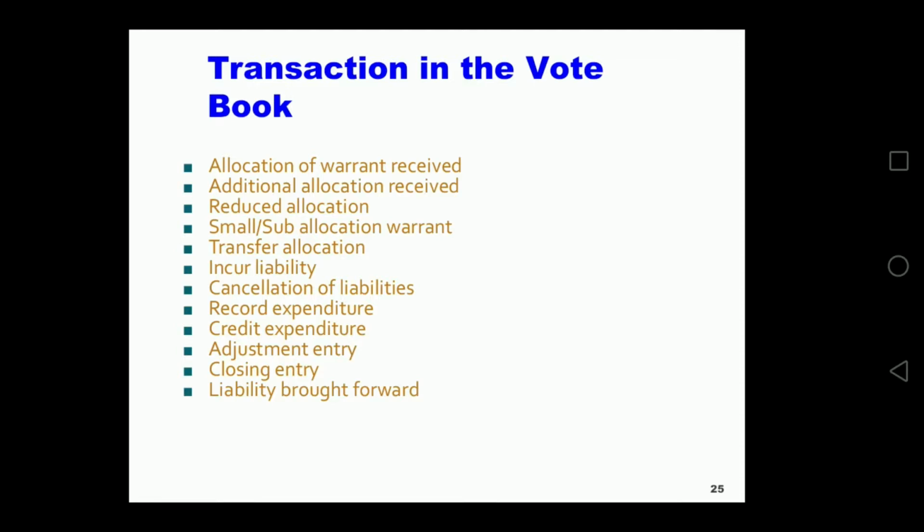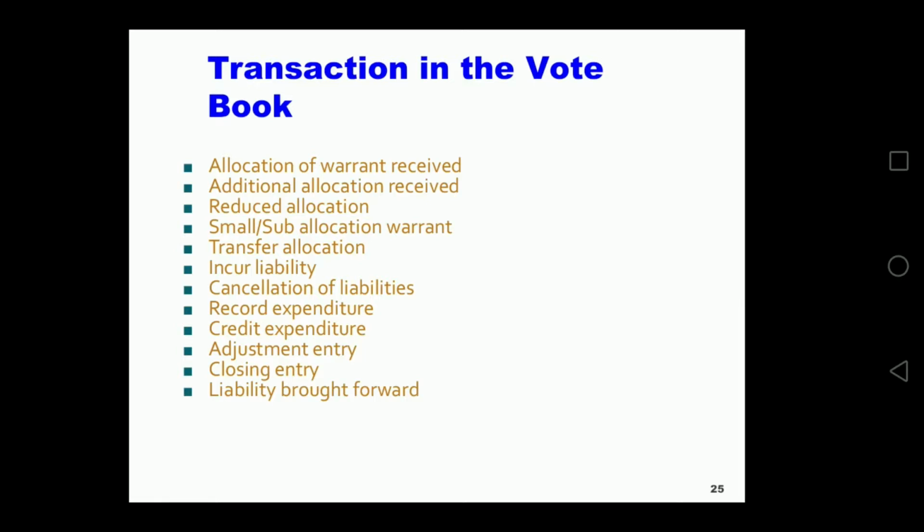Fourthly is small or sub-allocation warrant. When an allocation is provided to the allocation holder in another branch, it will be considered as a debit transaction. Next is transfer allocation. Transfer allocation or virement can be done between the objects of expenditure within the same programs or activity under the same vote. There are two types of virement, that are virement in and virement out.